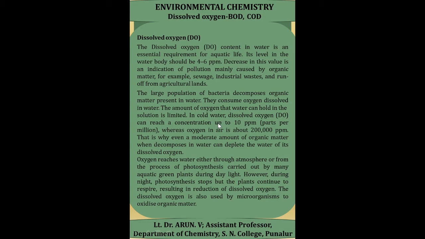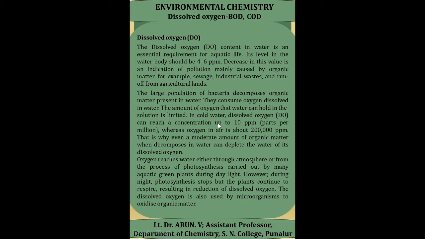First is dissolved oxygen. It is simply designated as DO. The dissolved oxygen content in water is an essential requirement for aquatic life. The normal level of dissolved oxygen in a water body should be 4 to 6 ppm. Decrease in this value indicates that the water is polluted, and this pollution is mainly caused by organic matter, for example sewage, industrial waste and runoff from agricultural lands.